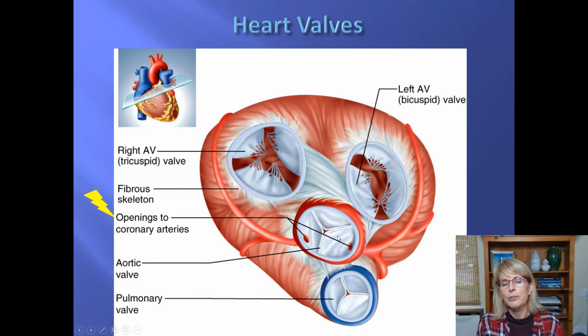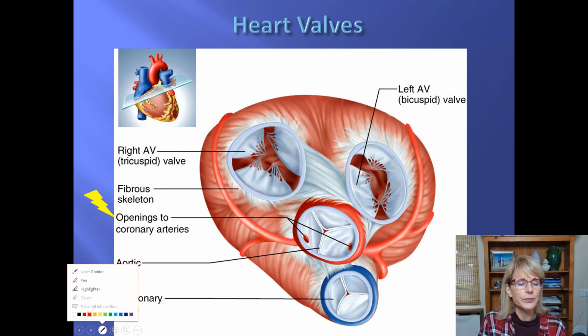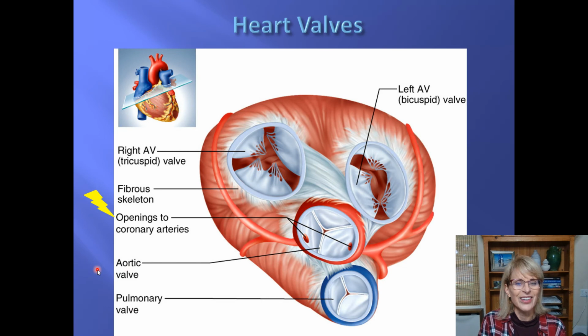And what are we looking at? In this image, they've magically cut away the atria. So you can look as if you were standing right here in the atrium looking down into the ventricle. And again, here you're in the left atrium looking down into the left ventricle.